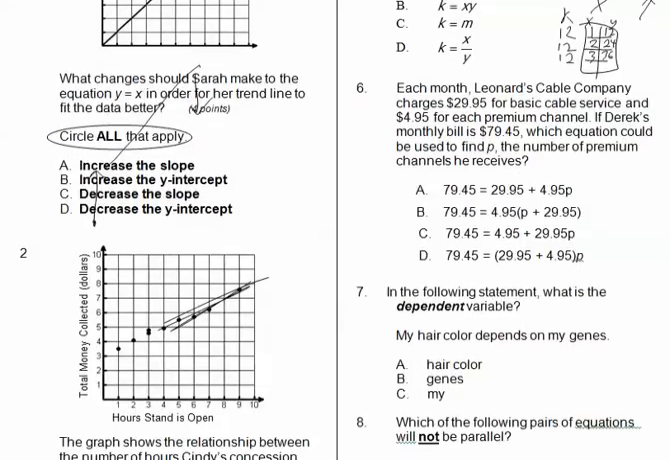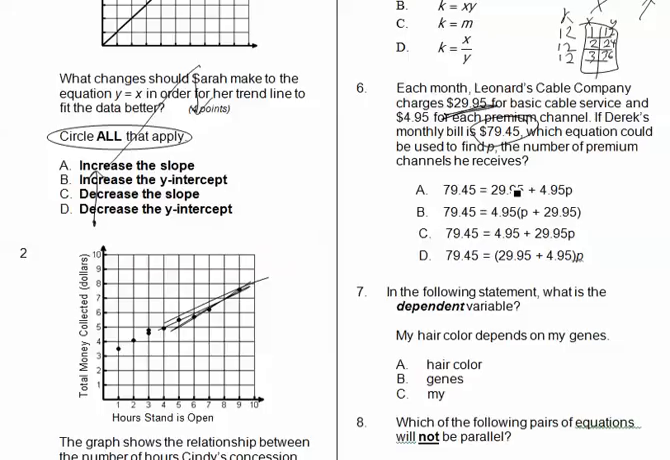So each month, Leonard's Cable Company charges $29.95 for basic cable service and $4.95 for each premium channel. If Derek's monthly bill is $79.45, which equation could be used to help find P, the number of premium channels he receives? All right. So this is the total. So we'd look for which one has this as a total, which they all do. The $29.95 happens one time only.